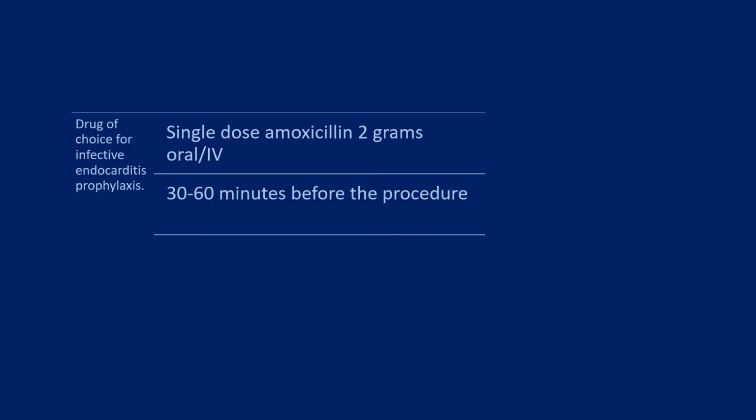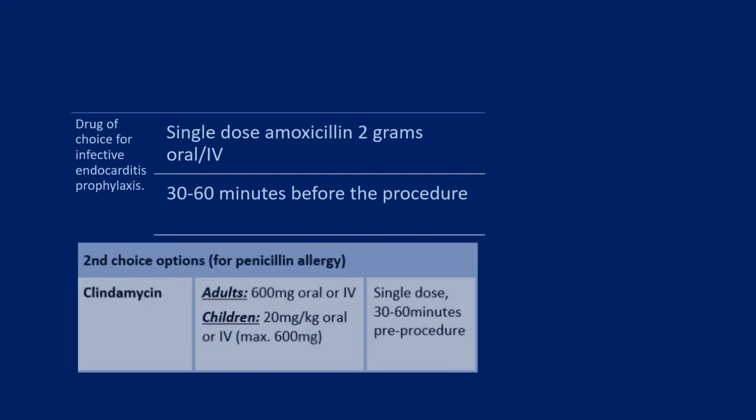The guidelines recommend 2 grams of amoxicillin given orally as a single dose 30 to 60 minutes before the procedure as the drug of choice for infective endocarditis prophylaxis. If the patient has an allergy to penicillin, you may consider clindamycin 600 mg orally or IV, 30 to 60 minutes pre-procedure, as a single dose only.